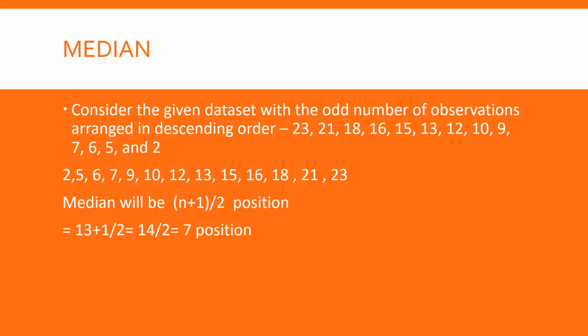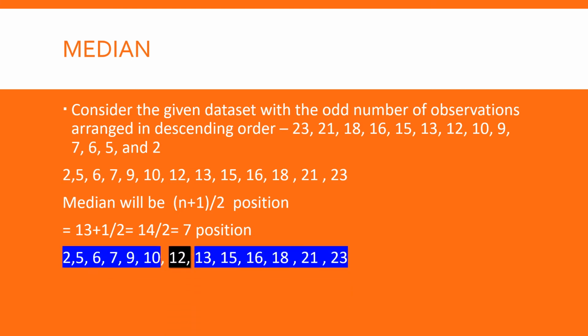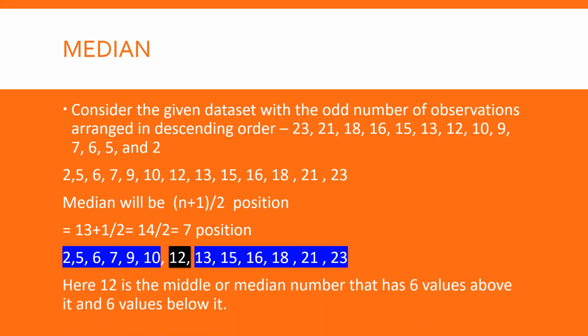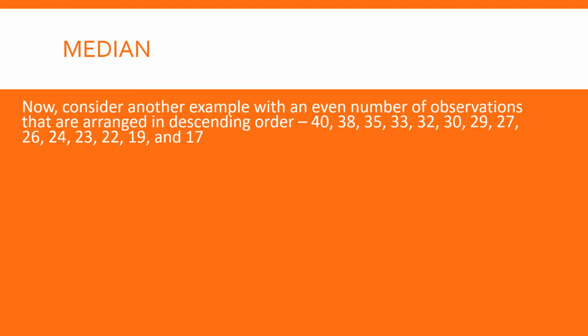तो मैंने क्या किया, n plus 1 by 2th position. So what I did, 13 plus 1 by 2 is equals to 14 by 2 is the 7th position. So here we see that 12 is the value which is on the 7th position. 6 values पहले हैं, 6 values उसके पीछे हैं. तो here the median of the data set is 12. It is the middle number or the median value. 6 values उसके above हैं, 6 values उसके below हैं. This was the case when the value was an odd value.